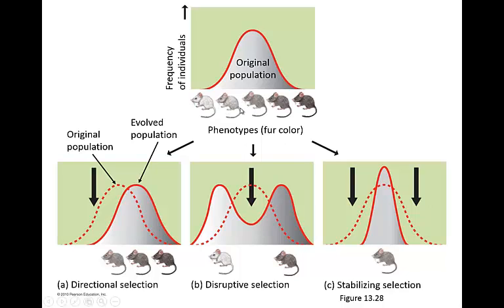So let's look at maybe some mice here. Let's say in the original population there was a whole range of colors, from this very white color to a medium gray color to a dark gray color. In the original population, most of these individuals were this medium gray color. However, over time, they may have evolved. If there was directional selection, let's say there was a new ice age, and there was pressure, most of the ones that would survive would be this very light white color because there would be more snow on the ground.